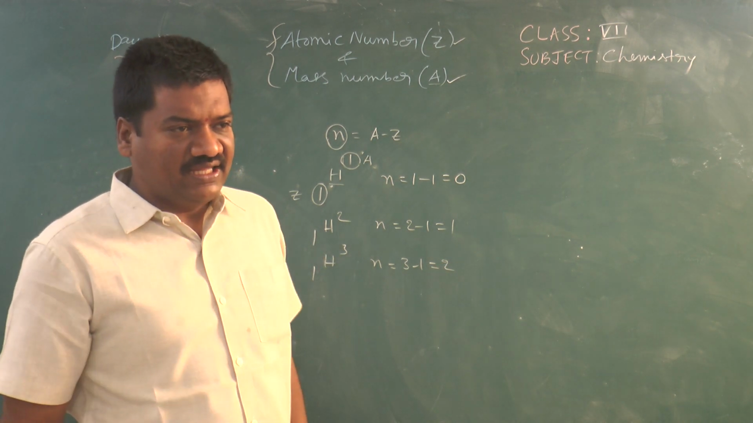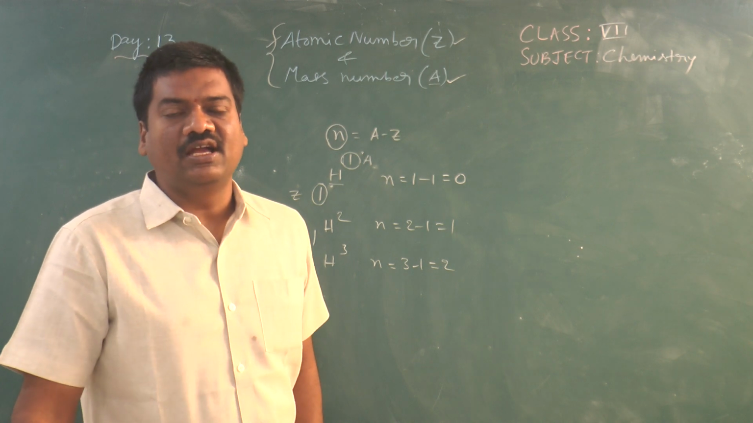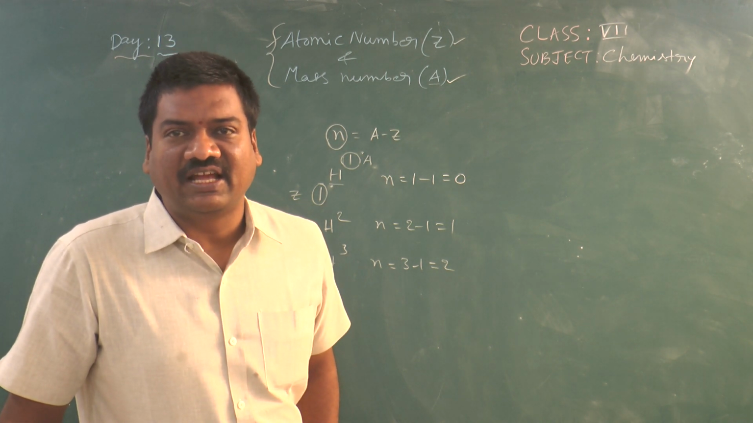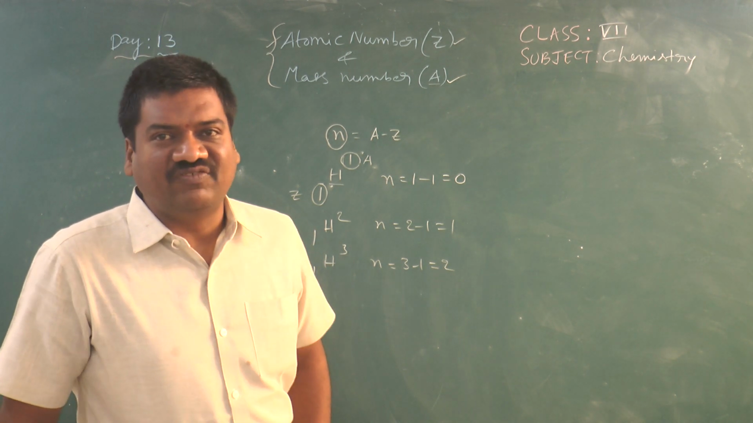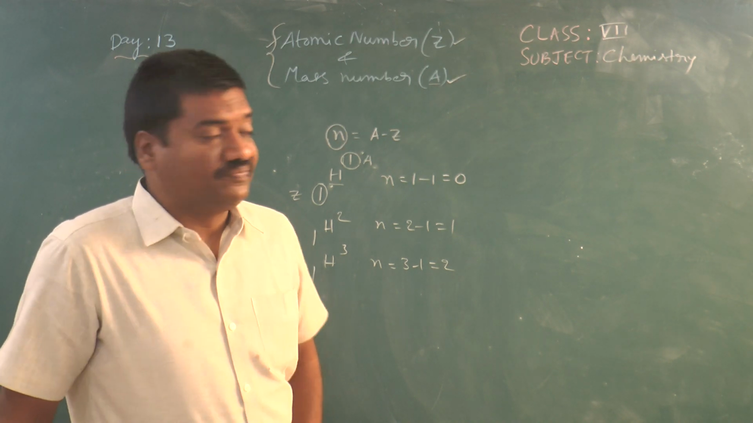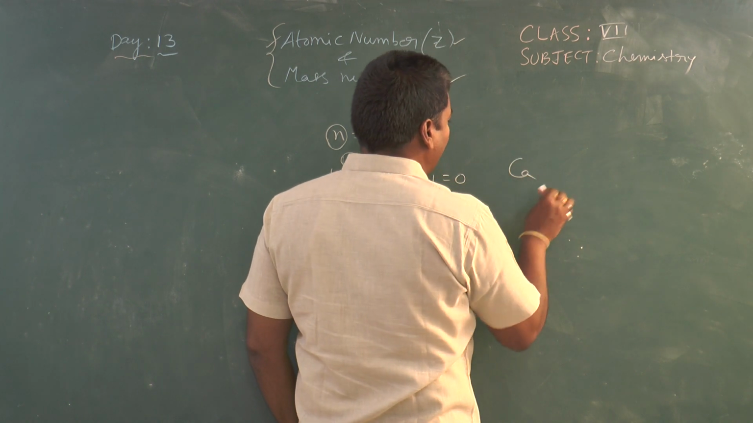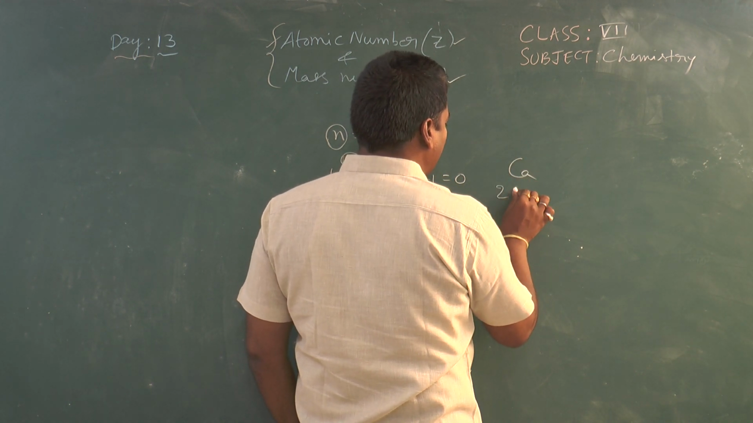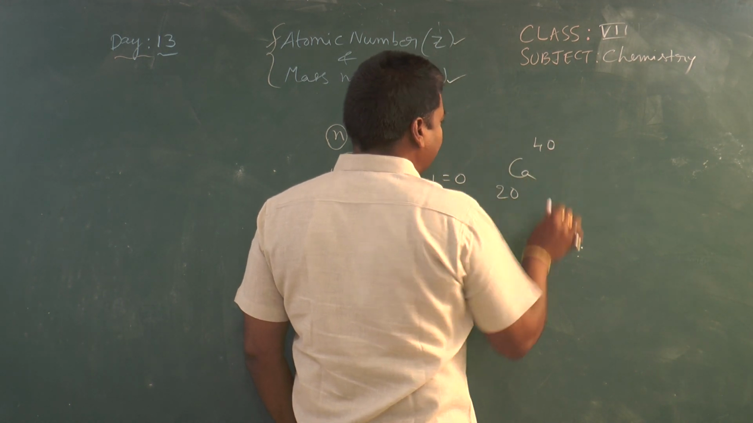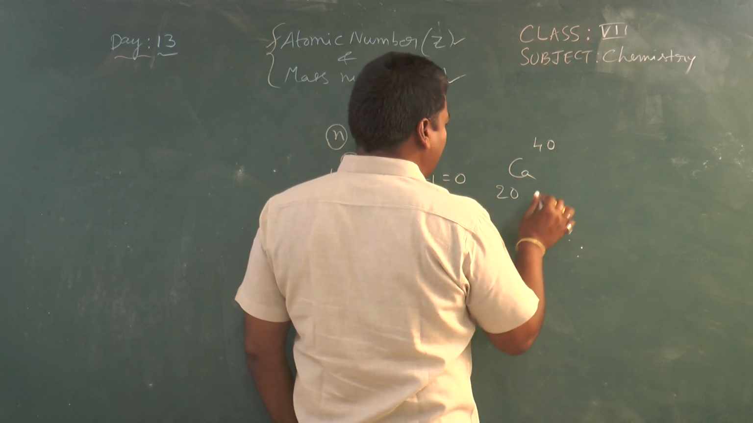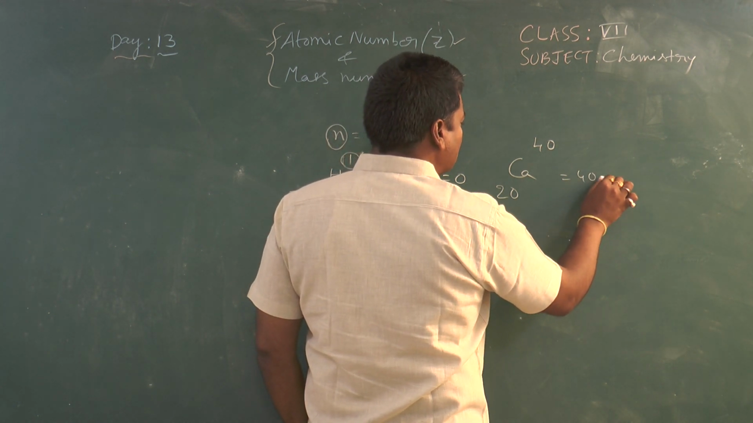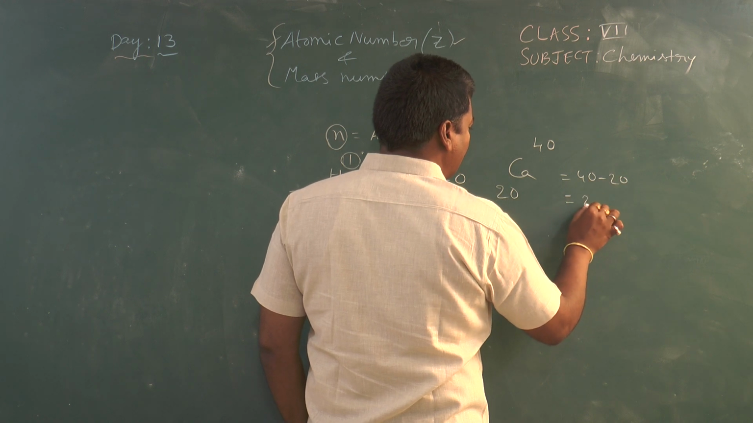So for whatever element we are taking, we can calculate how many neutrons are present in the given element by using the A minus Z formula. For example, if you take a calcium atom, the atomic number is 20 and the mass number is 40. Then 40 minus 20 is equal to 20.